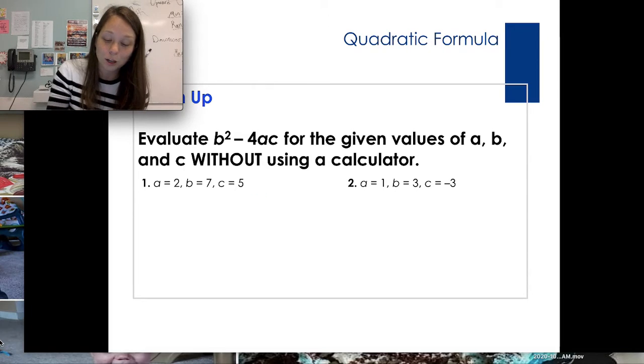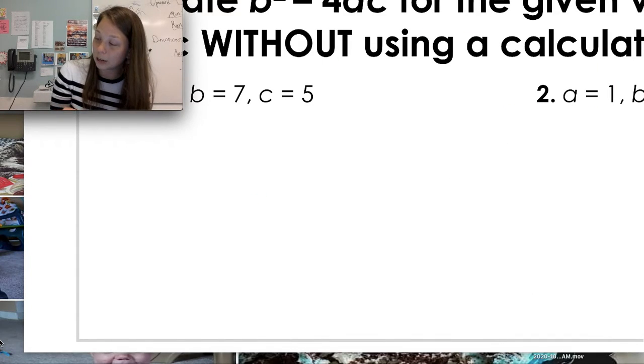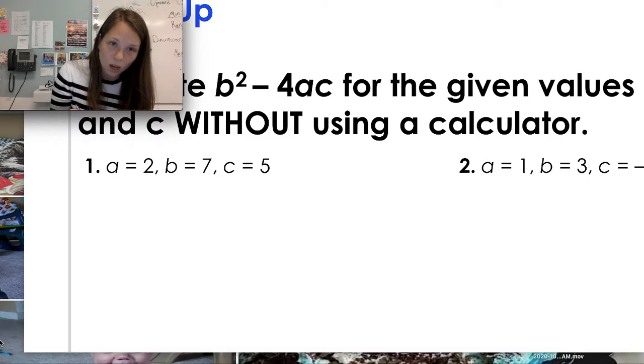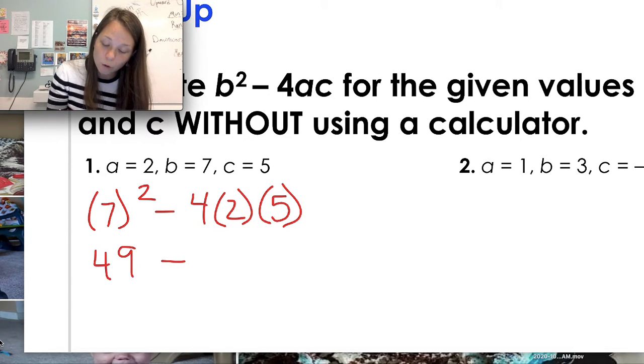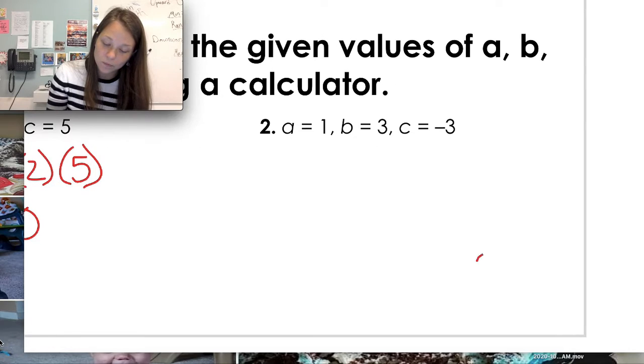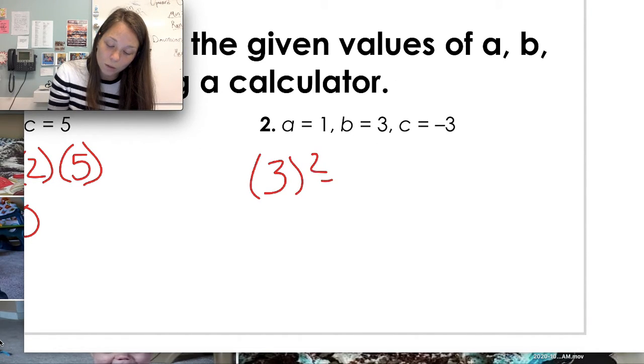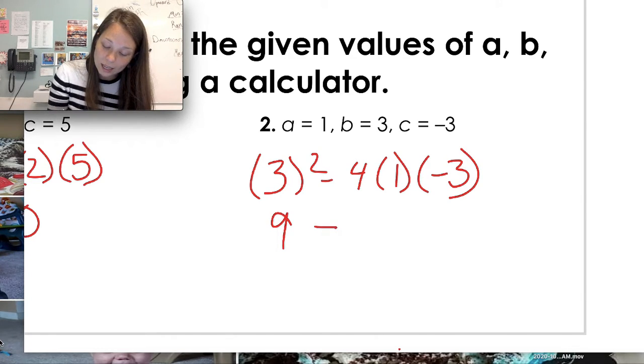All right, so you should have already had this done. So what we're using here is b squared minus 4ac, and we're just plugging these numbers in. The value they give us for a and the value they give us for b, and number 1 is 7. So we're going to take 7 squared minus 4 times a, which is 2, times c, which is 5. 7 squared is 49 minus 4 times 2 is 8, and times 5 is 40. 49 minus 40 is 9. Looking at the next one, 3 squared minus 4 times 1 times negative 3. We get 9 minus a negative 12, which is the same thing as adding 12, and that gives us 21.